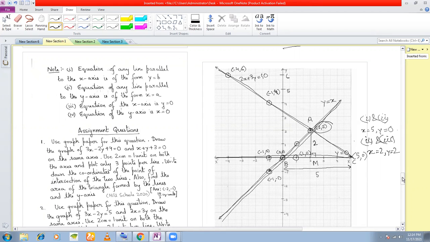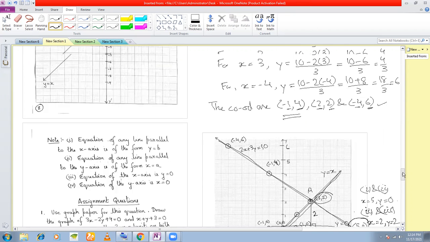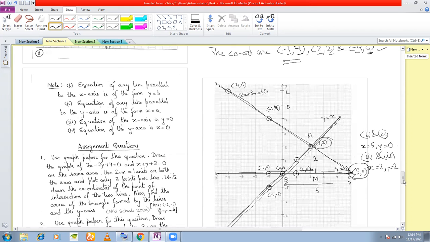Sir, in the previous question you asked, how x is equal to 5? Because where are the lines intersecting? These 2 lines intersect at 5, 0, right? Can you see that they are intersecting at 5, 0? Am I audible today or not?